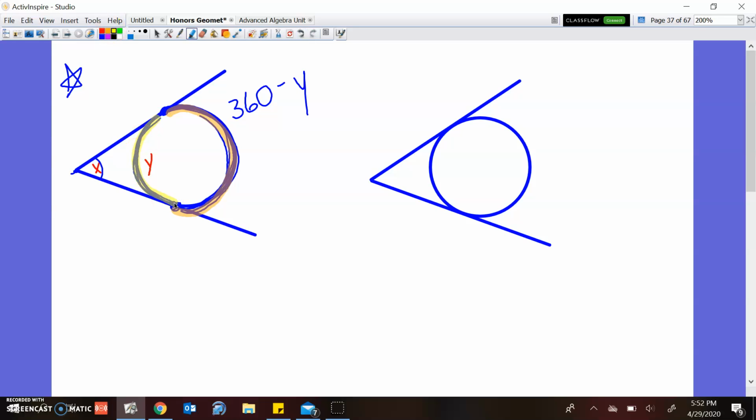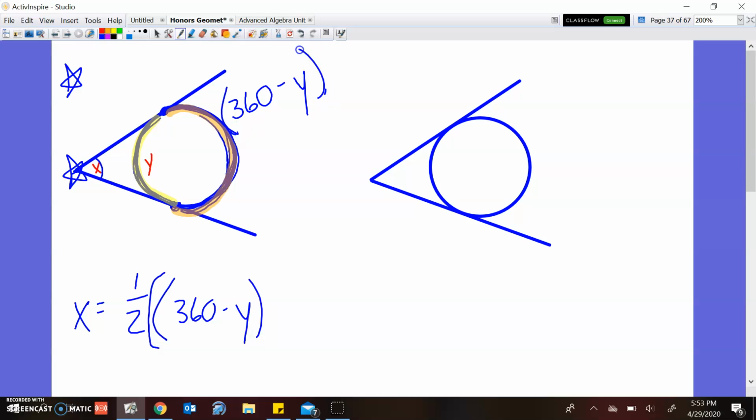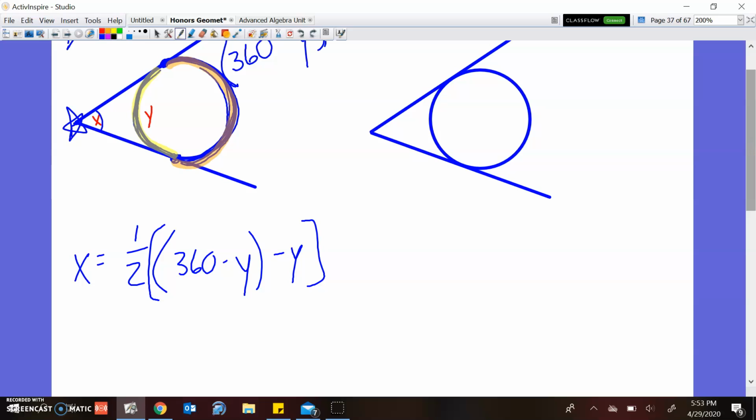Okay, so using the theorem where we said if they intersect outside of the circle, like they are here, I can say that x is equal to 1/2 of, let's put some brackets here, 360 minus y, this expression, minus my inner arc, minus y. Okay, now solving that, 360 minus y minus y is actually just 360 minus 2y.